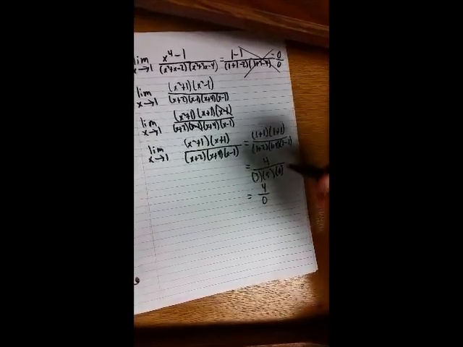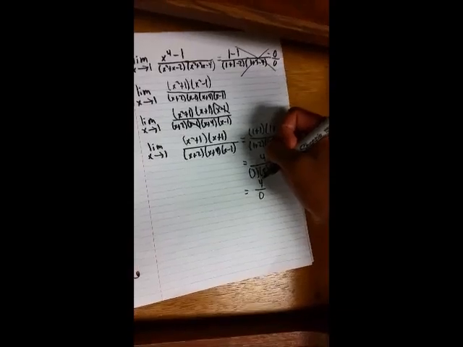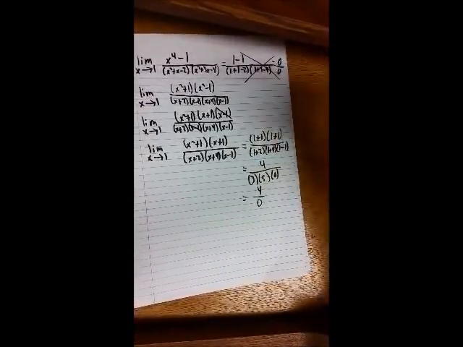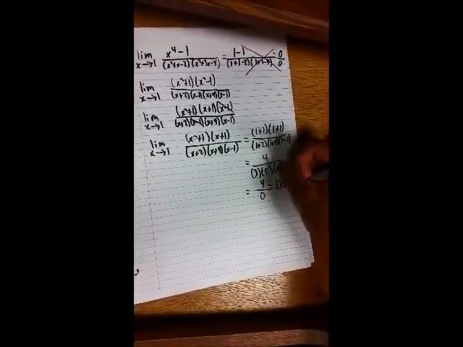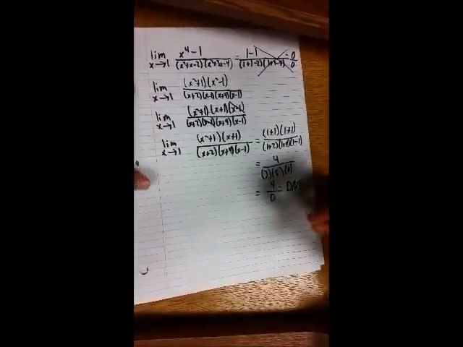When you're taking limits, if you have a valid number in the top divided by 0, so if I have 4 divided by 0, the answer just does not exist. It does not exist because you can't have 0 in the denominator. If 0 is in the denominator, your answer just does not exist.